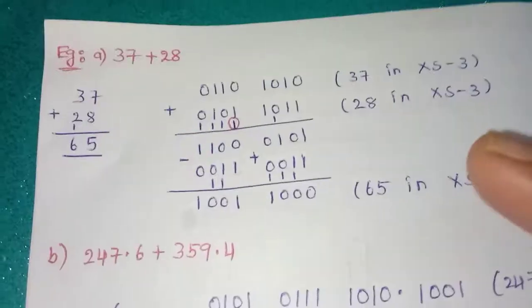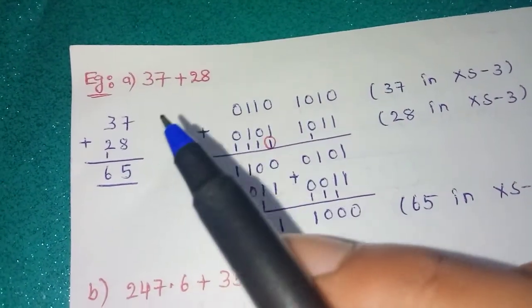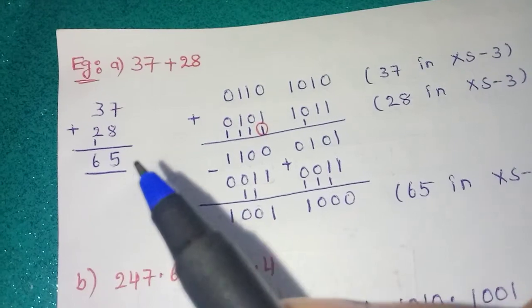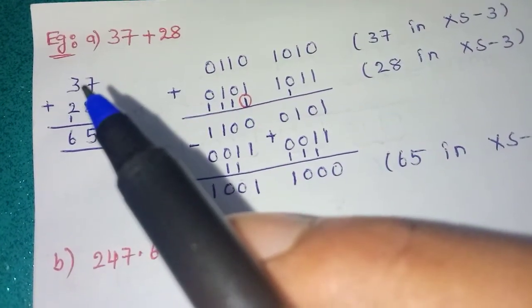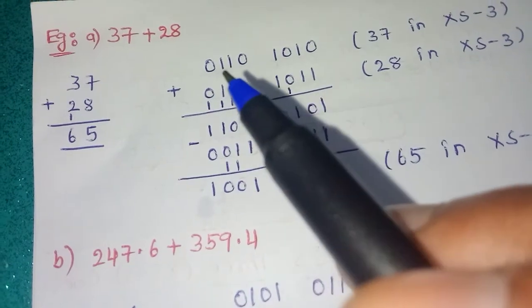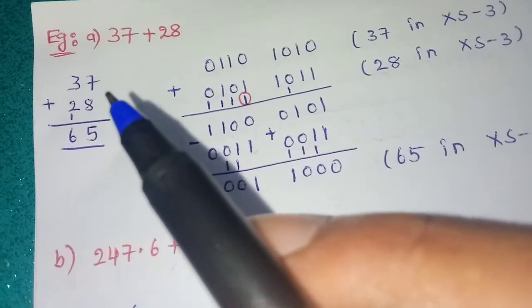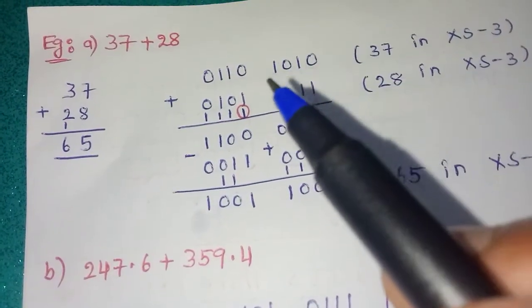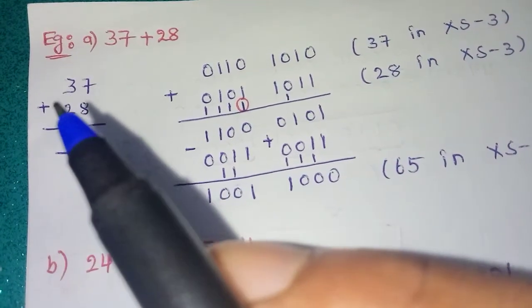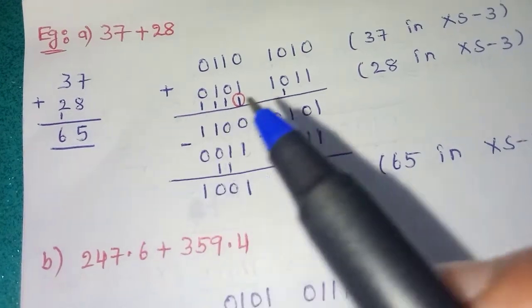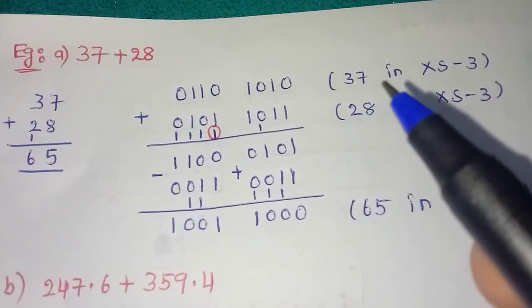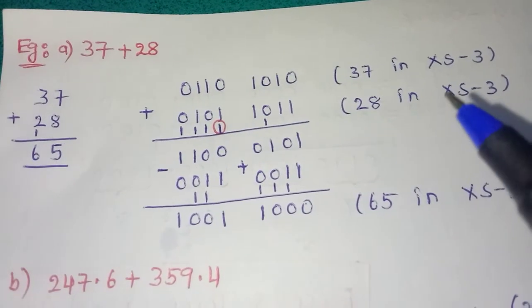Is it clear? Now look at this example: 37 plus 28. 37 plus 28 is 65. Now 3, we have to add an extra 3 here, then it is expressed as 6. Then 7, we add an extra 3, then it is expressed as 10. Then 2, we add an extra 3, that becomes 5. 8, we add an extra 3, that becomes 11. Now this is the XS3 of 37, and this is the XS3 of 28.